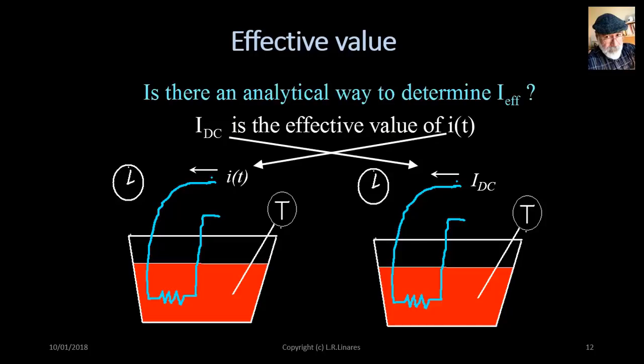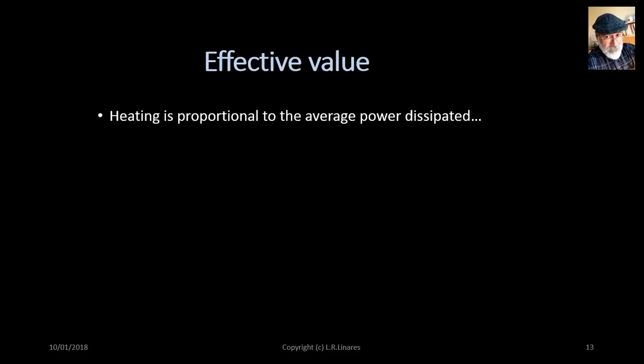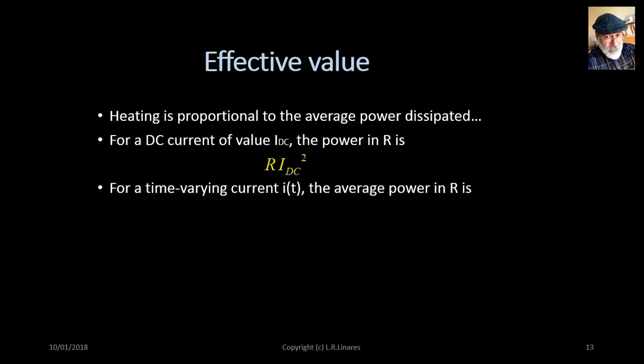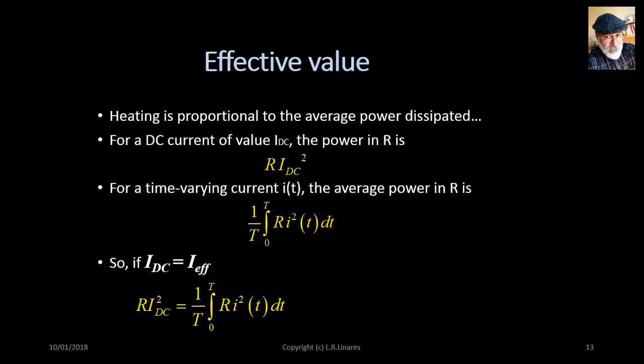Is there any analytical way of determining that effective value instead? Oh, you bet there is, because heating is proportional to the average power dissipated, right? For a DC current of value I DC, the power in the resistor R is just R I DC squared. While for a time-varying current i of t, the average power in R is 1 over T integral of R i squared dt. If the DC current is the effective value of our original current, then both powers have to be equal to one another.